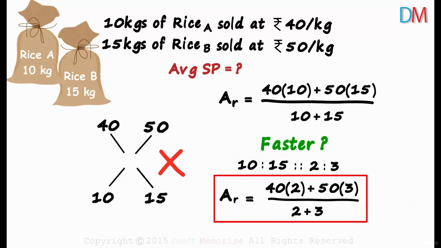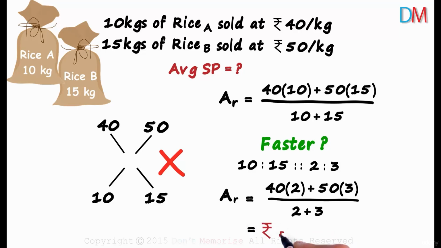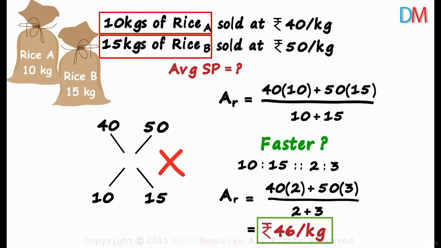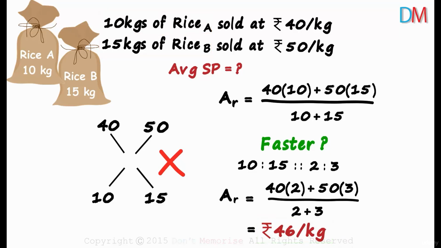Yes, this might just save you around 5 seconds of your time, but trust me, 5 seconds is a lot of time for any test prep exams. Solving this will give us the answer as 46 rupees per kilo. That's the average selling price if both these quantities are sold together. So never use alligation when the weighted average is asked.